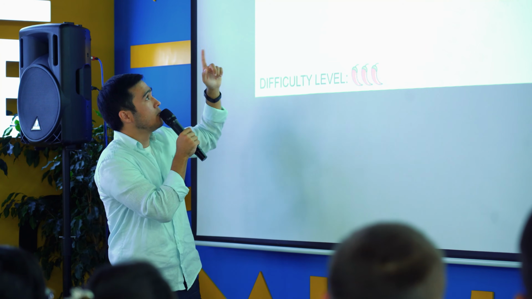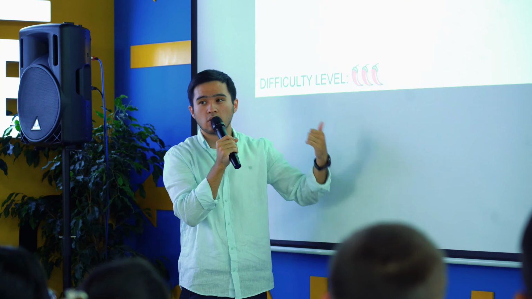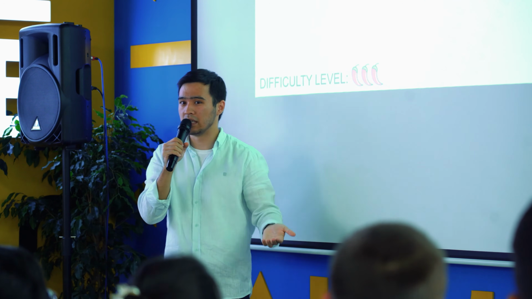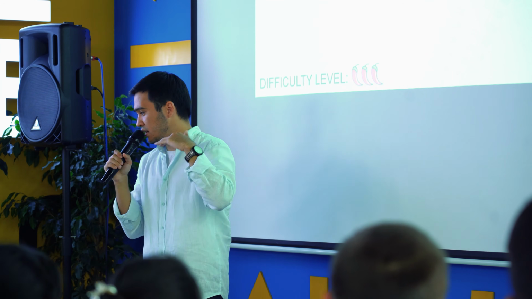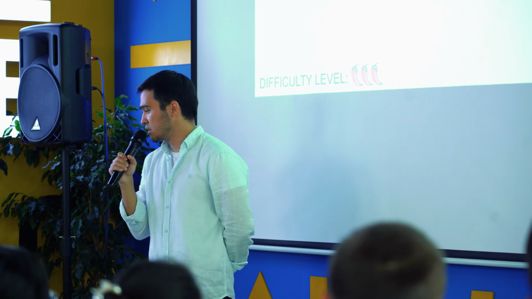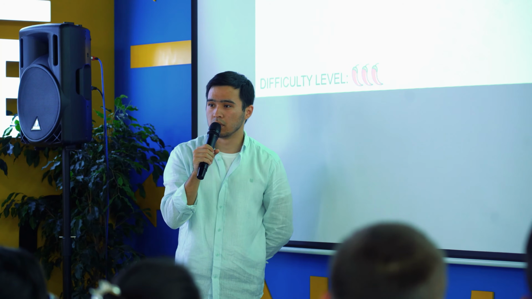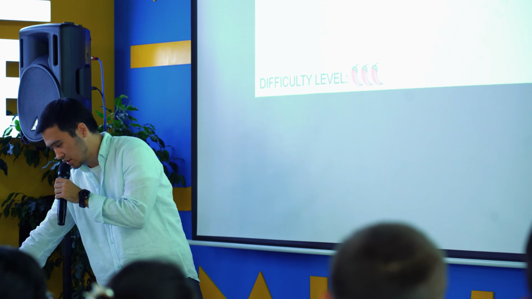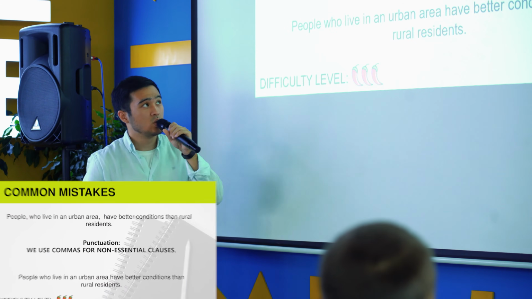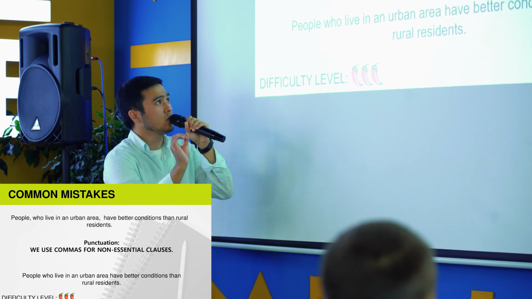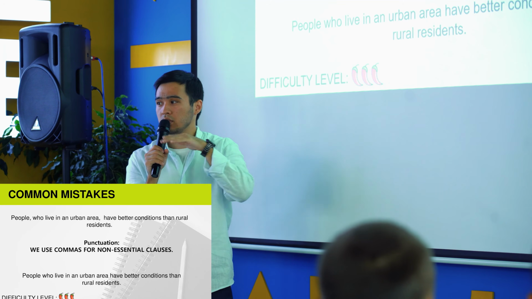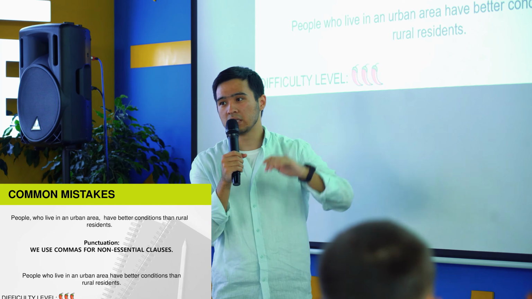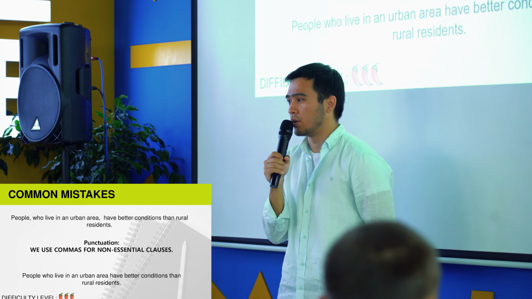Can you say "people have better conditions than rural residents"? Can you understand? Is the meaning the same? Which people, right? Which means it's necessary. So when a relative clause is necessary, we do not use a comma. We use commas with a relative clause or any other dependent clause when it is non-essential. Non-essential means the sentence can be understood without it.